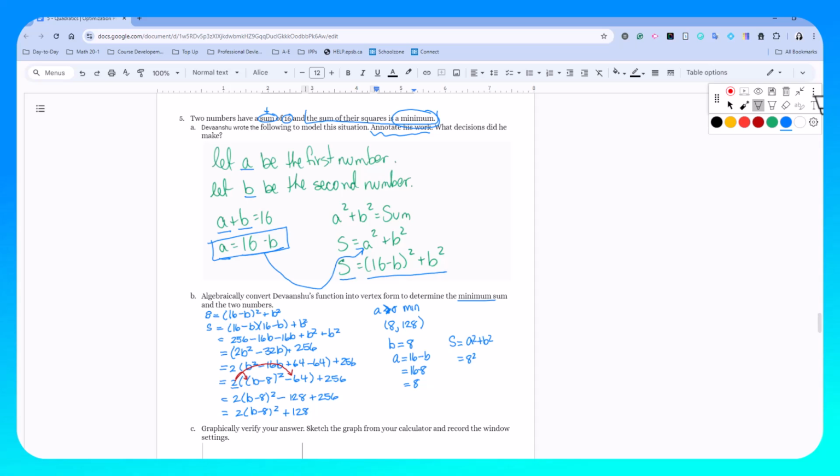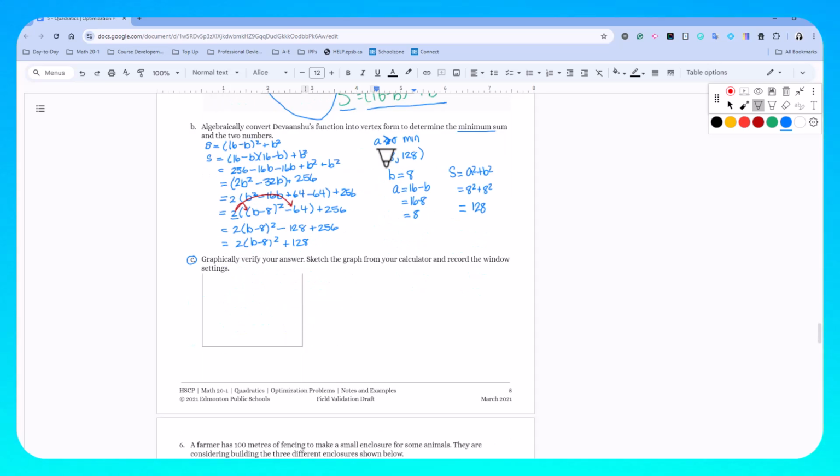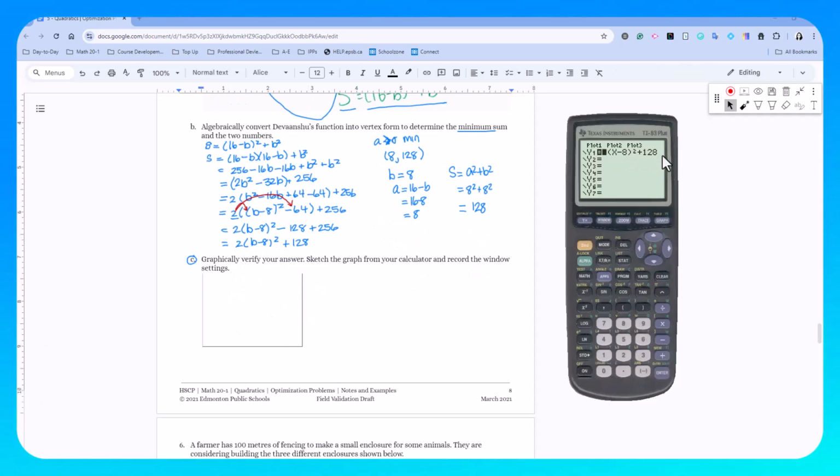So that's 8 squared plus 8 squared, which means that we have 64 plus 64, which is 128. Now it's asking us to verify this graphically in part C. And this is a great little thing to do when you have to do things algebraically, is check with your calculator. And let's put this in here.